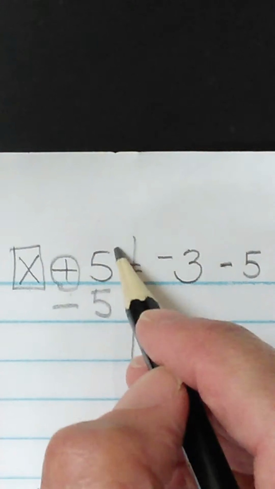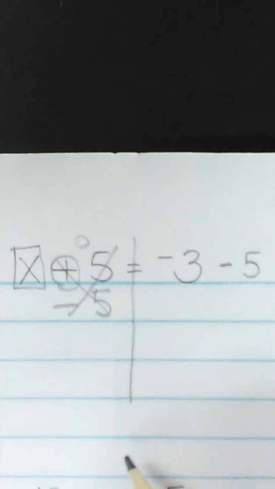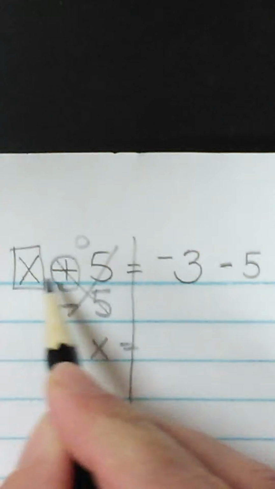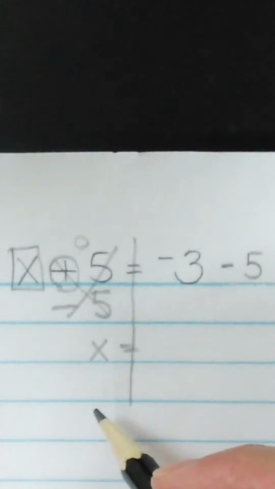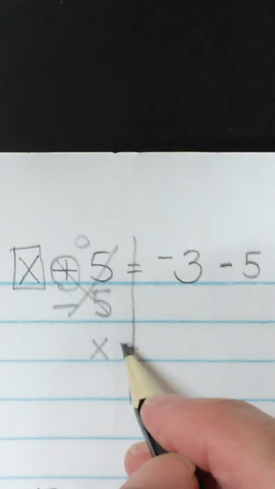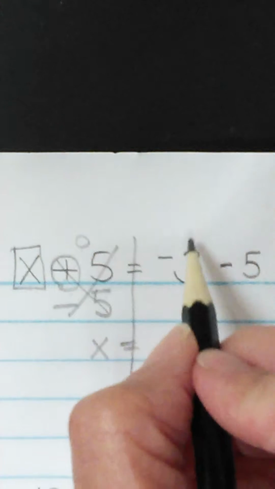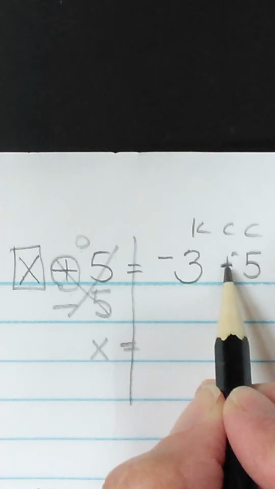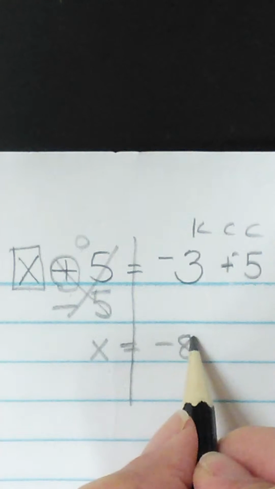This actually creates 0 pairs. So they're going to cross each other out and you're going to get 0. And that means that I'm left with the x plus 0 over here. So I'm left with x according to the additive addition property. I'm going to KCC here. -3 plus -5 is -8.